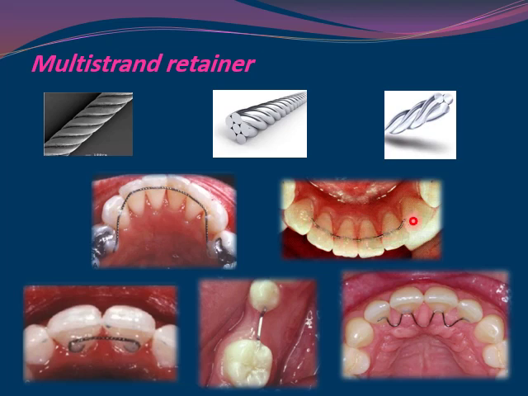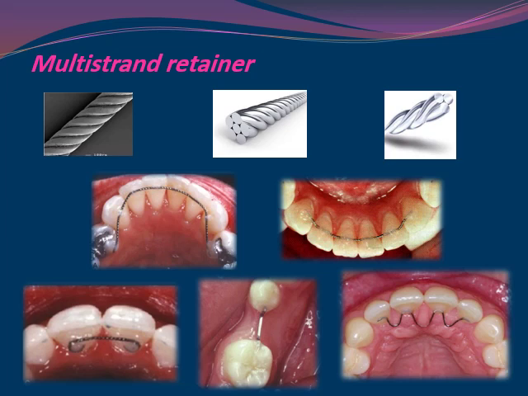Firstly, we do good adaptation of the multi-strand wire on the palatal aspect of the teeth. Then after that, we do acid etching of the palatal aspect of each tooth. After washing with water and drying, we do bond application, then curing. After that we put the wire, adapt it well to the palatal aspect of the teeth, and put a small amount of composite on each tooth over the wire, then curing.